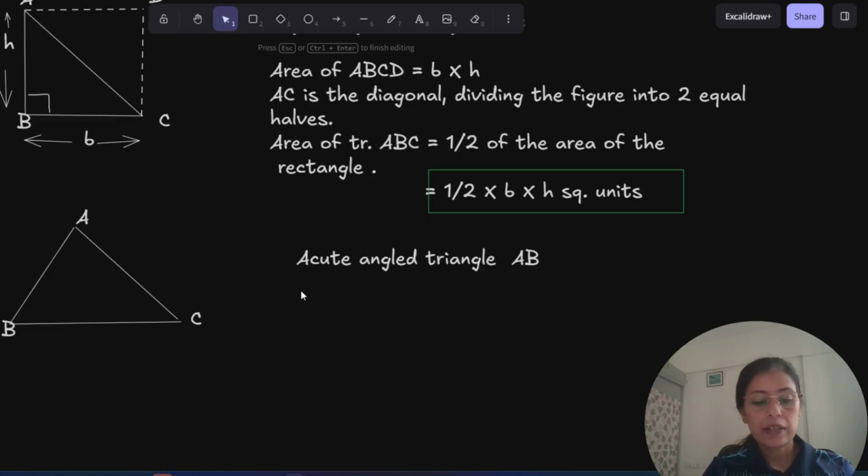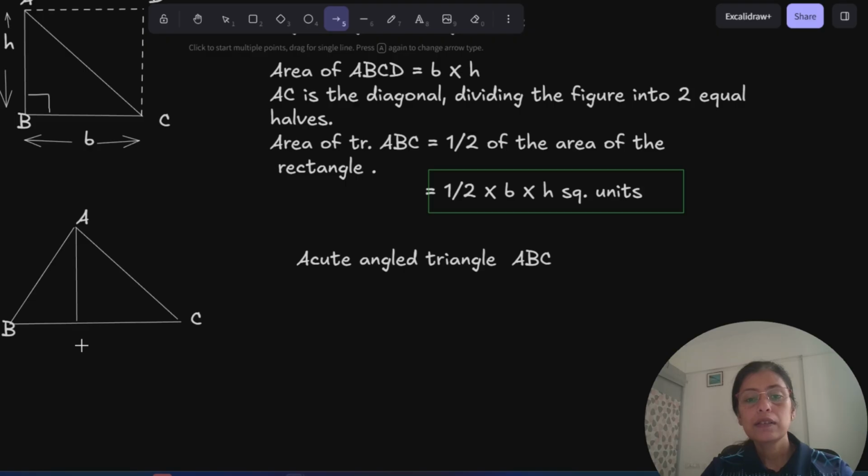And what is the triangle? Maybe C, right? So as usual, what I'll do is, first I'll draw the altitude, which is the perpendicular from one of the vertex to the base. Here my vertex is A and my base is BC. So this is my altitude of the triangle. Okay, and this is the base B and this is H height.